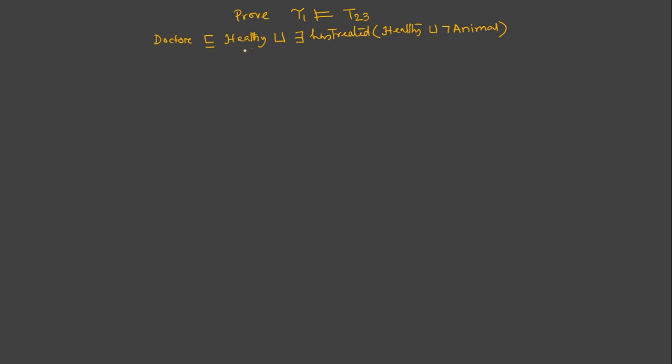Let us assume that there is one arbitrary interpretation which is a kind of model of T1, and so we have one arbitrary interpretation I, which is a model of T1, and in that I we have one individual A belonging to the delta I, right? And let us assume that Dr. A holds, right?